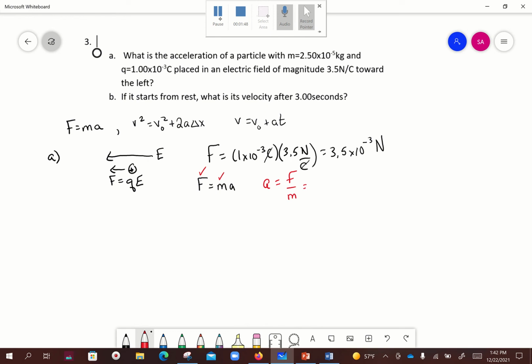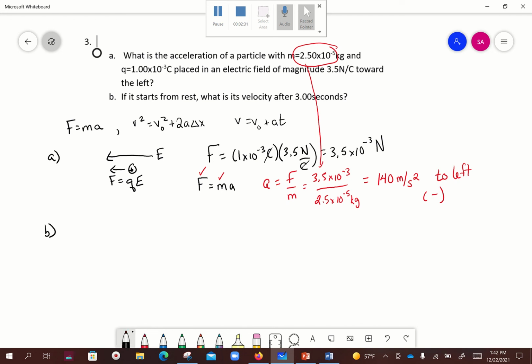So I can get my acceleration just F over m. So 3.5 times 10 to the minus 3 over the mass, which is up here, 2.5 times 10 to the minus 5 kilograms. And I get an acceleration, if I do that in my calculator, of 140. And remember, the units for acceleration are meters per second squared. And that's to the left. Okay, so normally we would give it a negative sign to tell us it's to the left when we're just doing a number system.